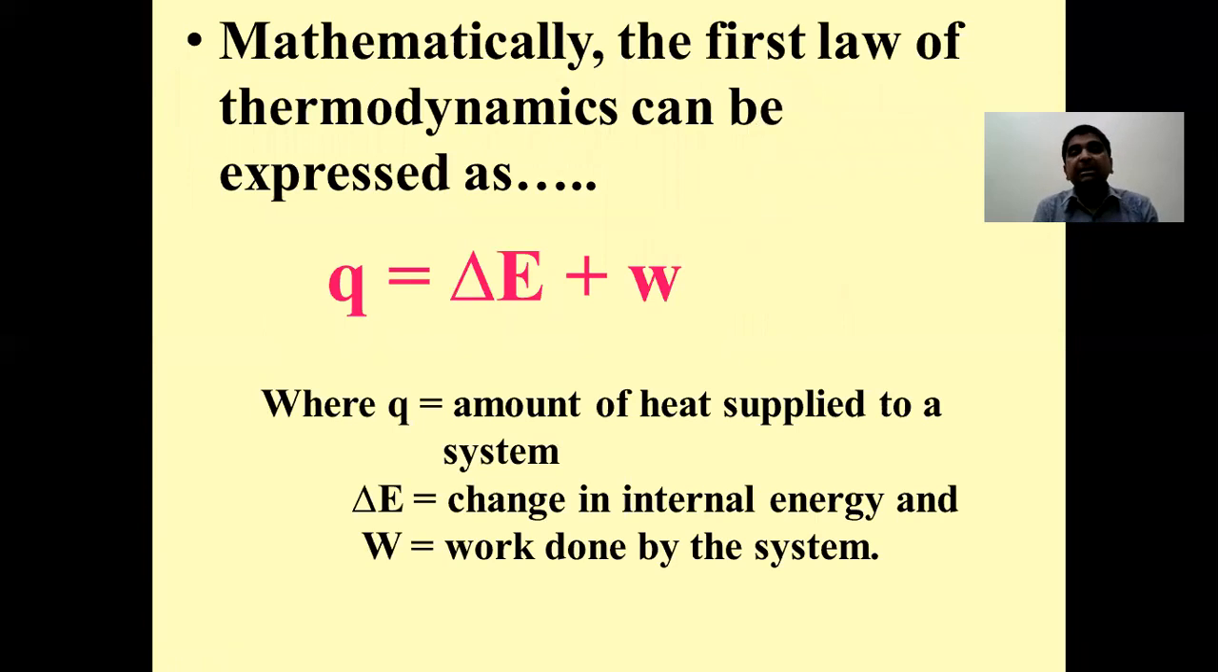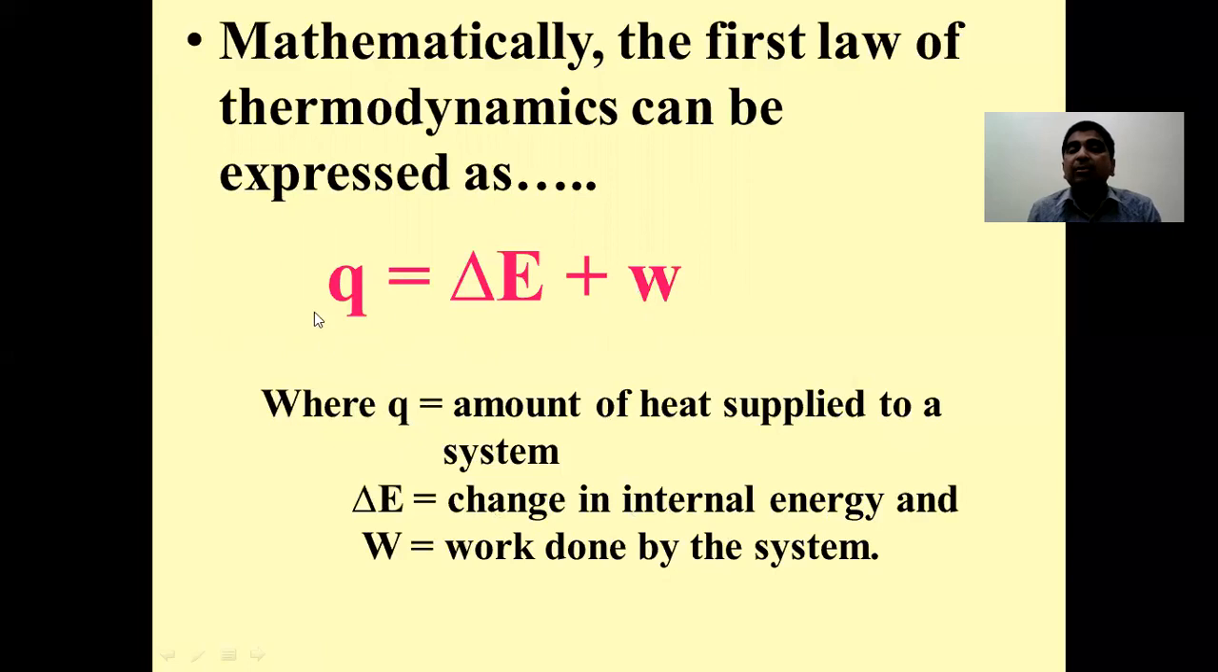What is the mathematical formulation of the first law of thermodynamics? The first law of thermodynamics can be mathematically represented as Q = ΔE + W. What is this term Q? Q is the amount of heat supplied to a system. ΔE is the change in internal energy of that system. And W is the work done by the system.